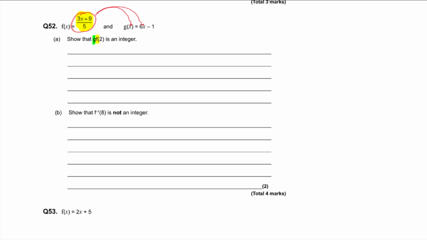Okay, so g of f of x is equal to, rather than having 6x minus 1, we're going to replace the x with the yellow bit. So everything in that first function goes where the x is in the second function. So it's going to be 6 lots of 3x plus 9 over 5 minus 1. Okay? We need to show this is an integer. How are we going to do that then? Doesn't look very integerish.